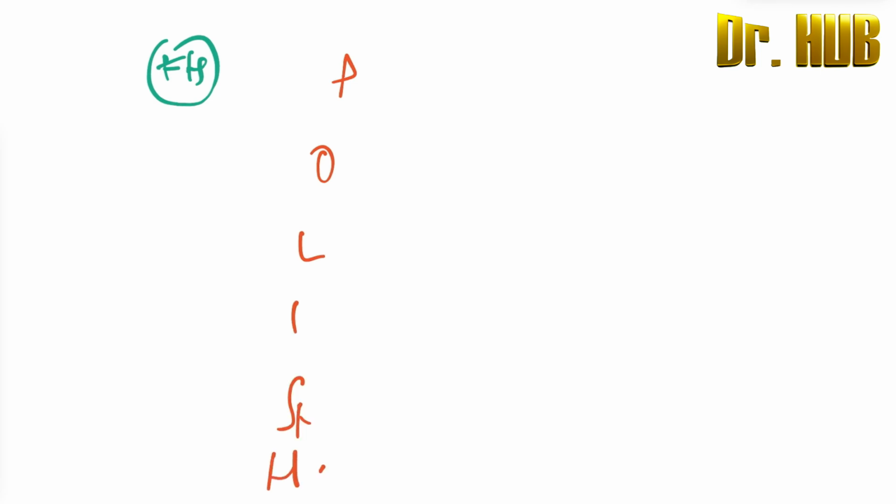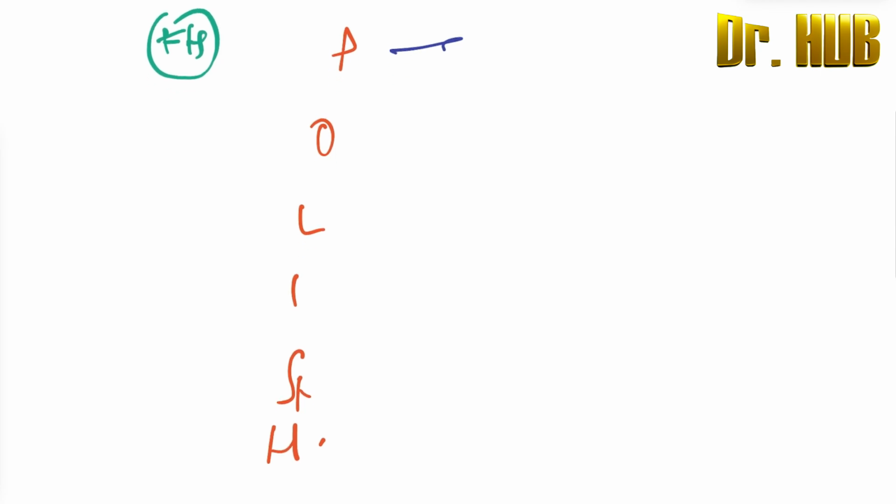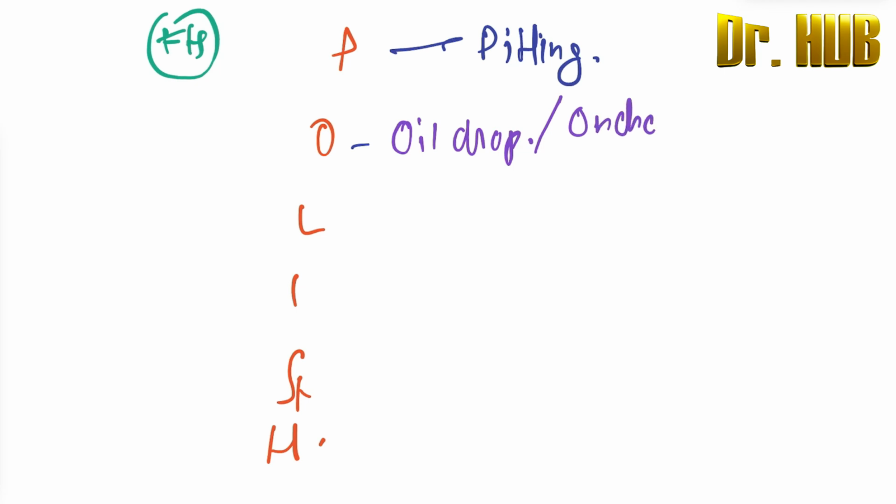Now, let's focus on the features of nail psoriasis. In short, what does it include? There is a mnemonic known as POLISH. Let's expand this. P stands for pitting. Then O stands for oil drop sign, as well as onycholysis.